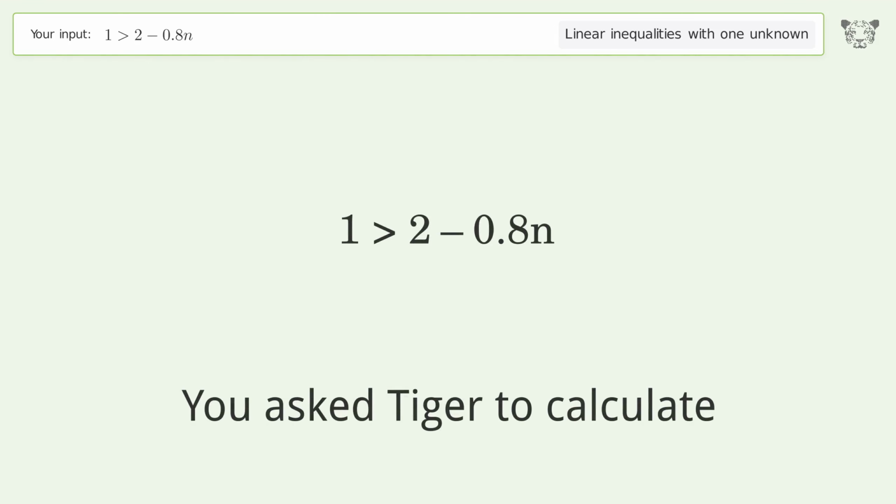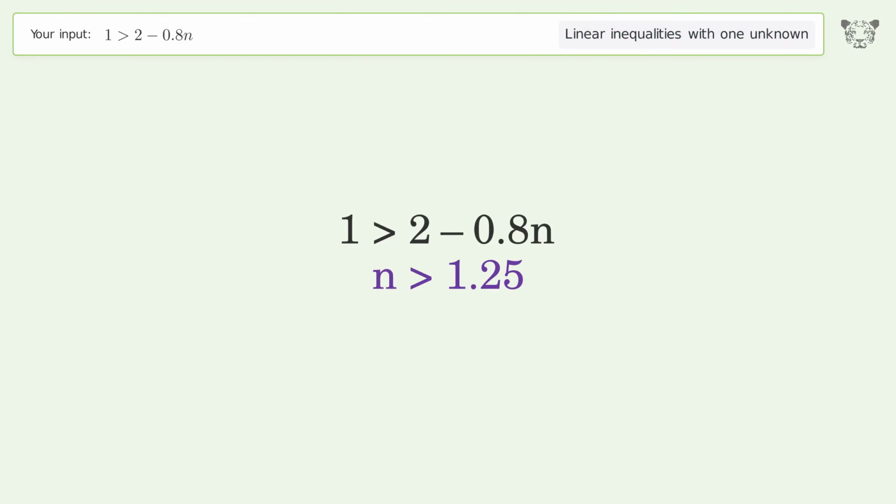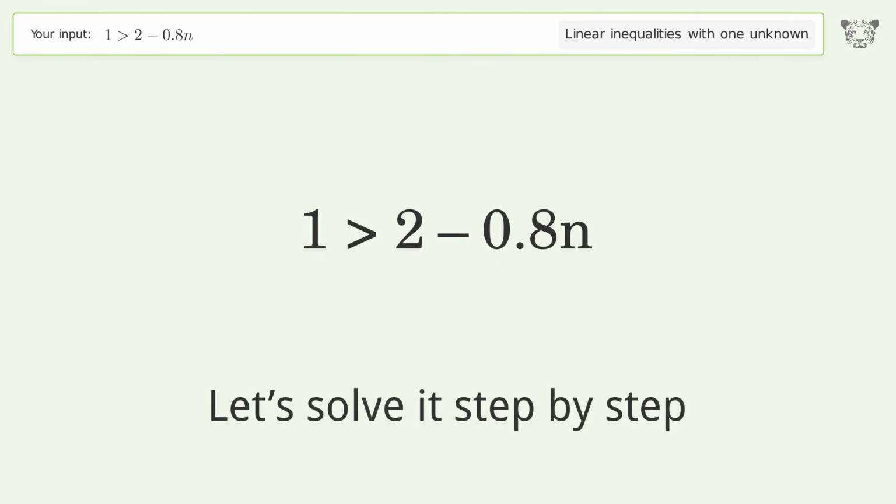You ask Tiger to calculate. This deals with linear inequalities with one unknown. The final result is n greater than 1.25. Let's solve it step by step.